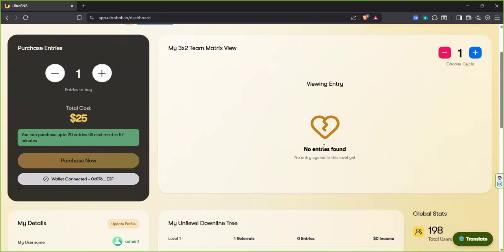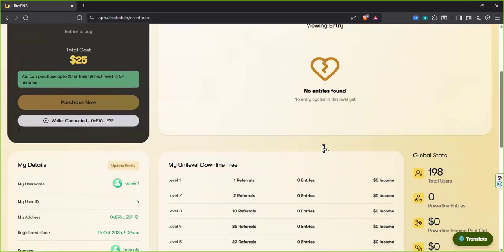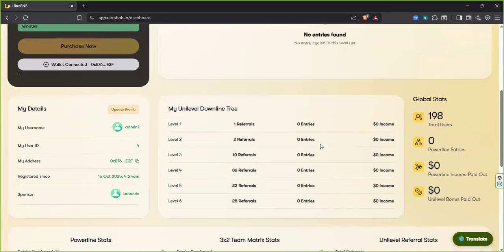So it's really going to be an exciting moment tomorrow. For now, you won't actually grasp the vision, the concept yet, but tomorrow, once we launch and you make your purchase of an entry, you'll start seeing what I'm talking about. Yeah, so that is it for the 3x2 matrix, by the way.